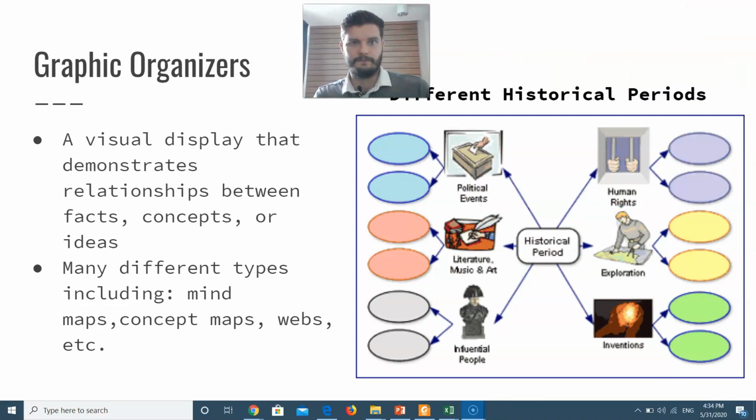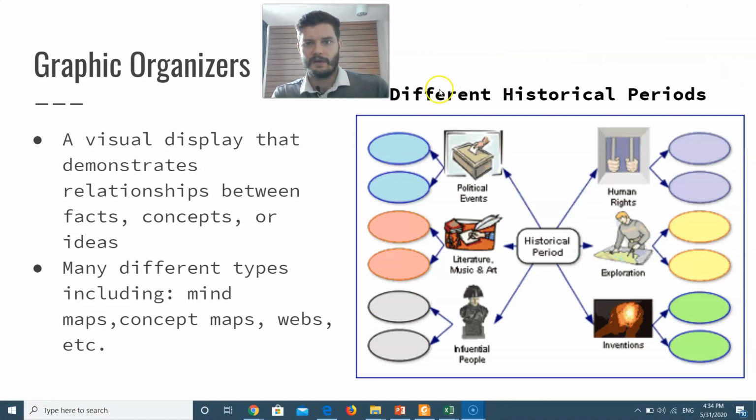Now, finally, we've got graphic organizers, and I think you've all probably created your own graphic organizer in the past, probably a mind map. These are visual displays of information. As it says here, a visual display that demonstrates relationships between facts, concepts, or ideas, so they show relation. There are many different types. I may actually ask you to create your own graphic organizer from your own imagination, to show the relation between different facts and figures or information.